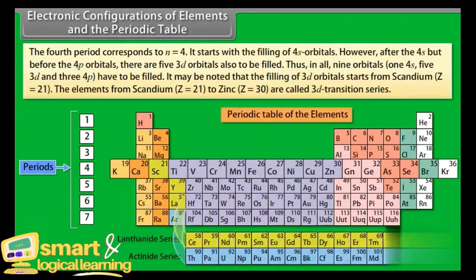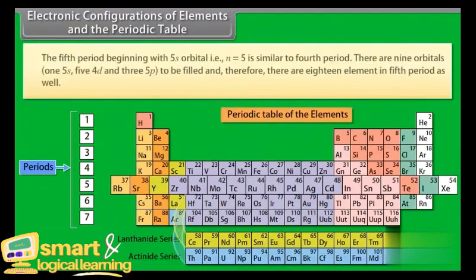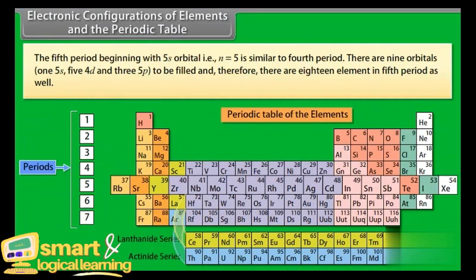However, after the 4s but before the 4p orbitals, there are five 3d orbitals also to be filled. Thus, in all, 9 orbitals, one 4s, five 3d and three 4p, have to be filled. It may be noted that the filling of 3d orbitals starts from scandium, atomic number 21. The elements from scandium, atomic number 21, to zinc, atomic number 30, are called the 3d transition series.